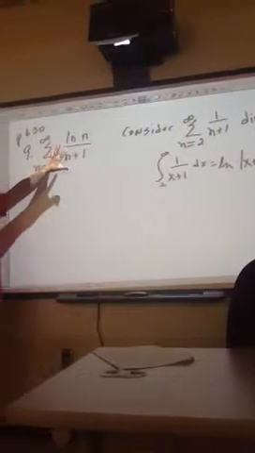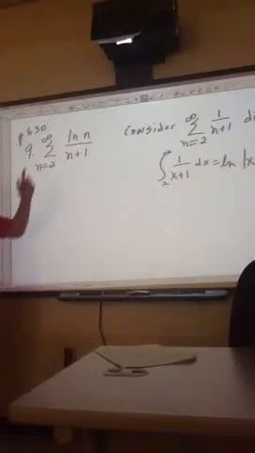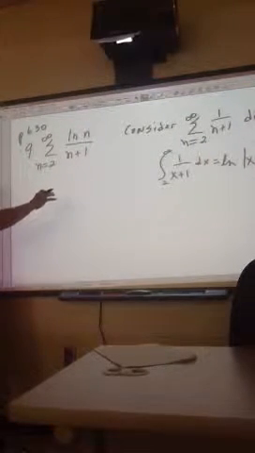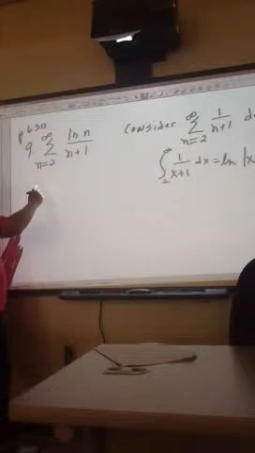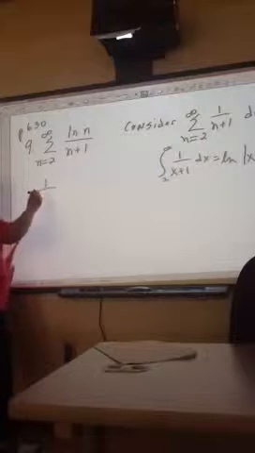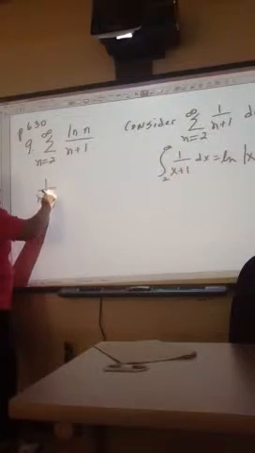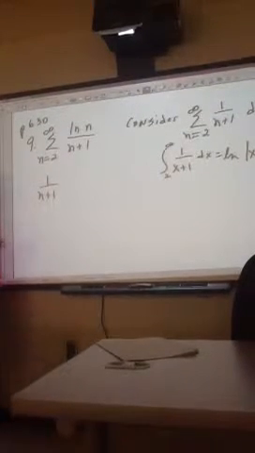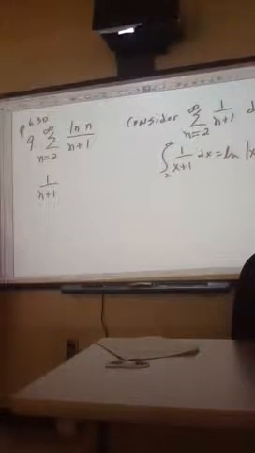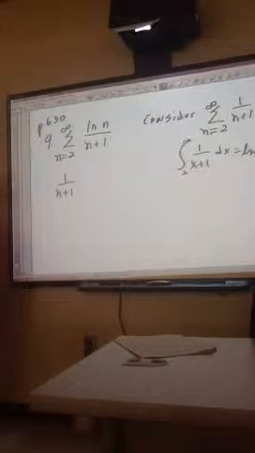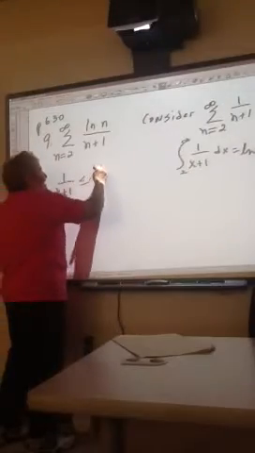Okay, so if that diverges, what's the relationship I'm hoping for in the direct comparison? That the one we're working on is bigger than this one. We're hoping that 1 over n plus 1 is smaller than natural log of n. If it's bigger, it'll also diverge.